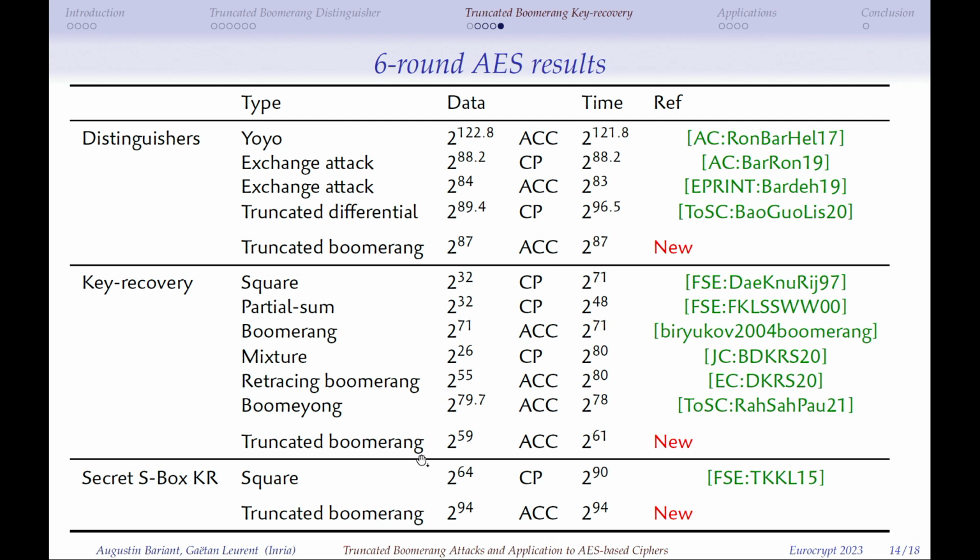When we do key recovery, we also get a really interesting result. It's not the best result, because the partial sum technique is still the best attack on 6-round AES, but it's still competitive with recent work. And we can also use it in the context of a secret S-box, which is a nice context where very few attacks can be applied, but the boomerang actually works.